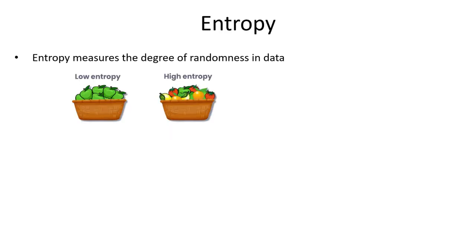For information gain, we use two important mathematical things: entropy, and second, information gain. So what is entropy? Entropy basically measures the degree of randomness in the data, how random things are. For example, in a basket with mixed fruit, entropy is high, as there are high impurities, while in a basket of only green apples there is low entropy because there is no mixing. So that's low entropy.